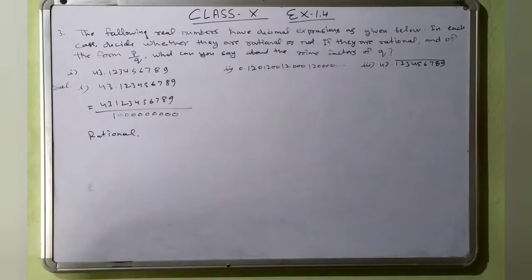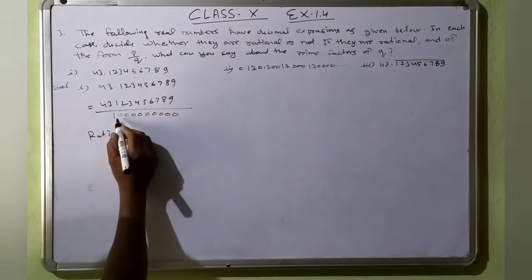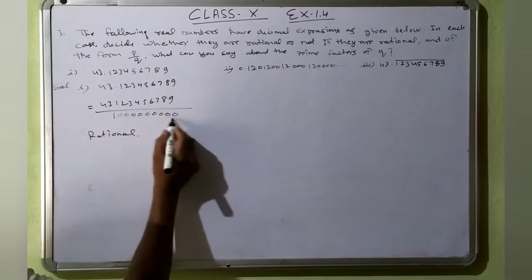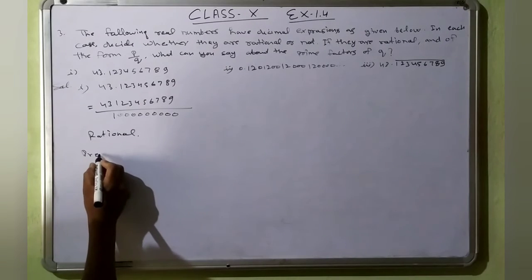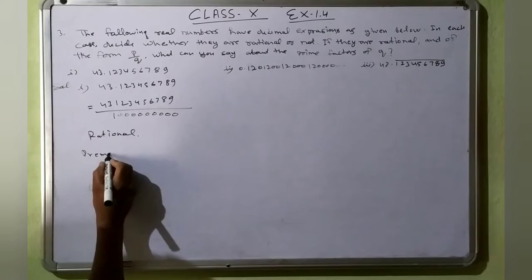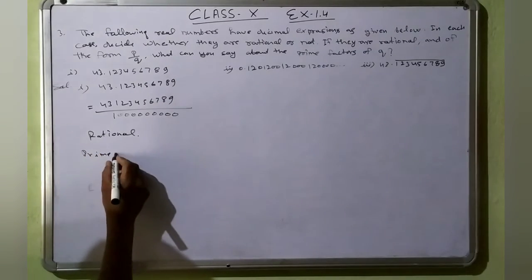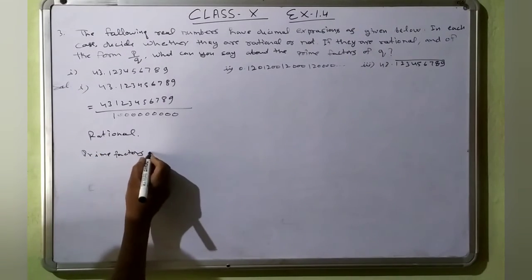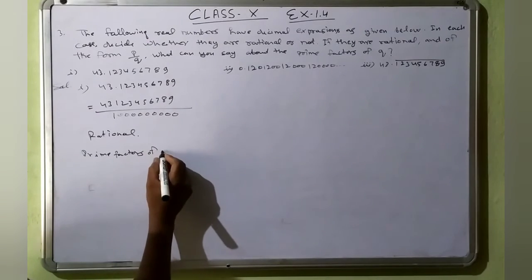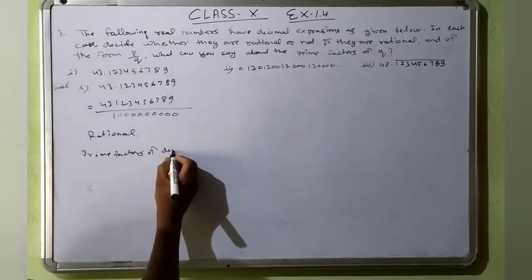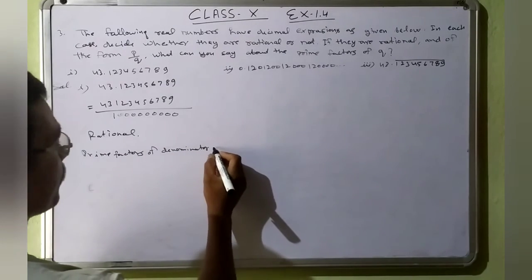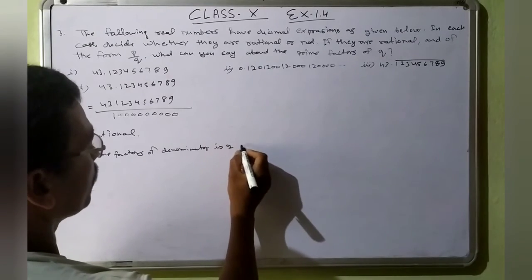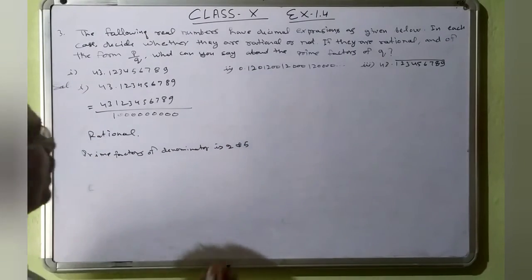Write it. And what can you say about the prime factors of q? So the prime factors of this number will be only 2 and 5. So the prime factors of the denominator are 2 and 5, right?